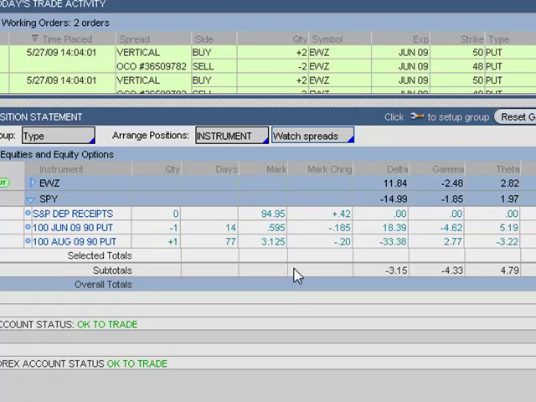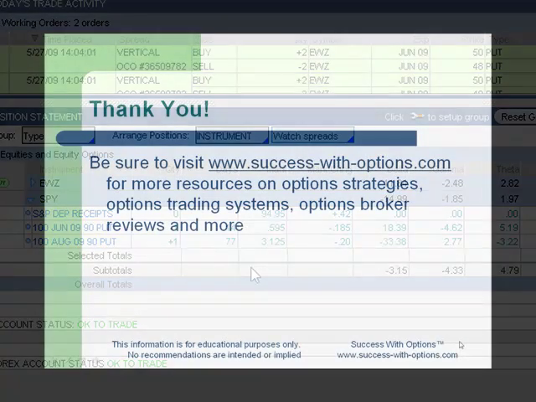So it's kind of an interesting position from that perspective.